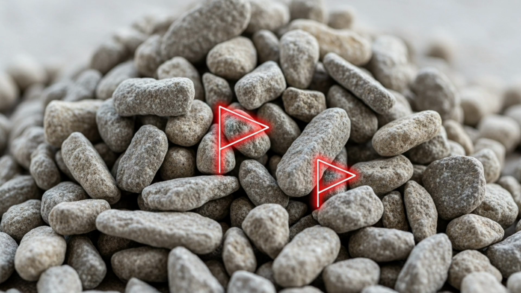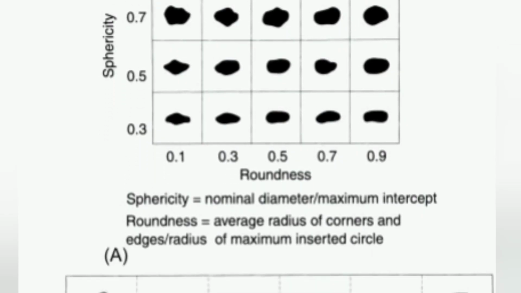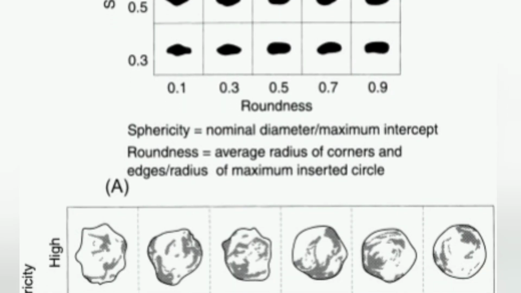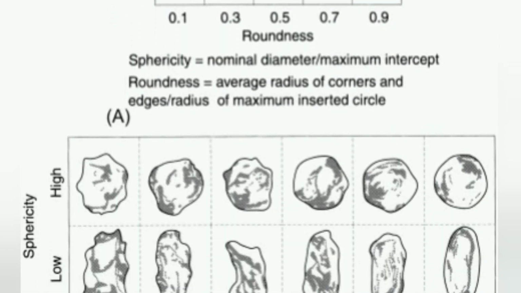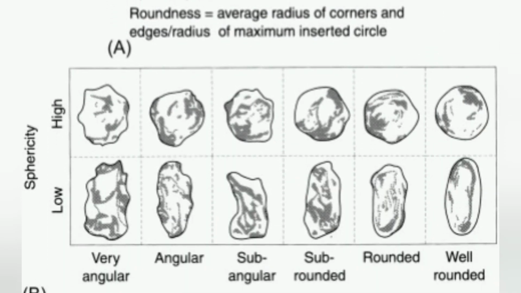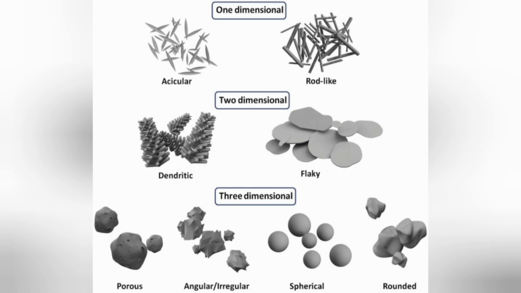To determine the flakiness index, we pass the aggregate through a set of elongated slot gauges. The particles that pass through the slots are considered flaky. The elongation index is determined using a length gauge. A high percentage of these irregular shapes is a red flag, and you might need to request better shaped aggregate from your supplier or adjust your mix proportions to account for the reduced workability.